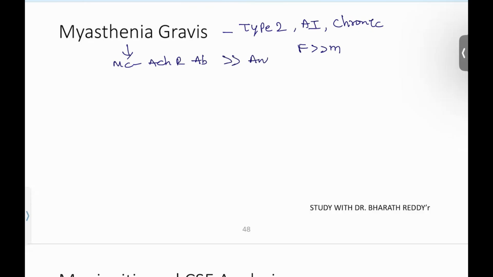Next, myasthenia gravis. We all know that myasthenia gravis is a type 2 hypersensitivity reaction, an autoimmune condition, and a very chronic and inflammatory condition of the patient. Mostly seen in females compared to males. The most common antibody involved is the acetylcholine receptor antibody. Along with that, the second most common is the anti-MuSK antibodies. What are the symptoms? Firstly, it is going to involve the eyes, the palpebral muscle, so ptosis is a common early symptom.